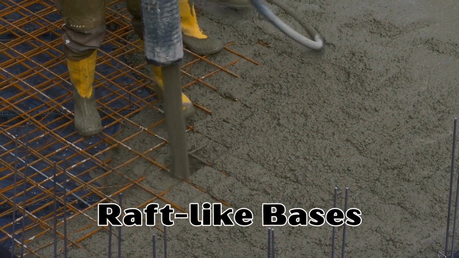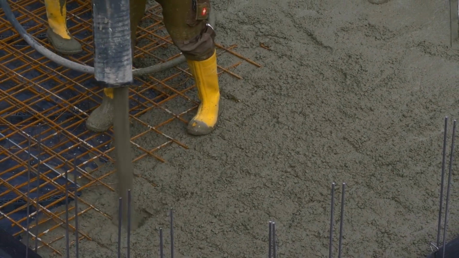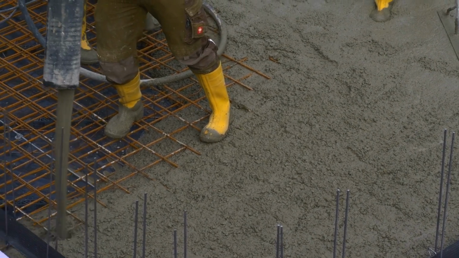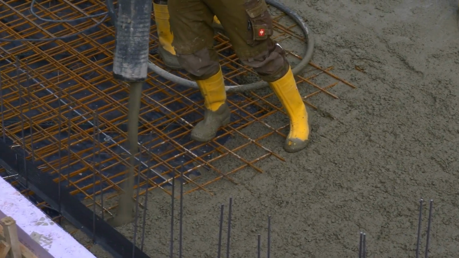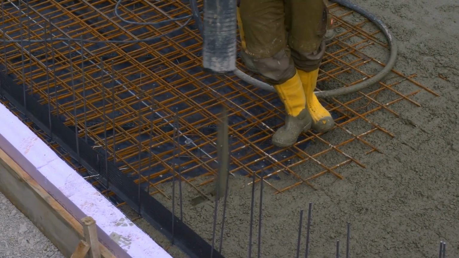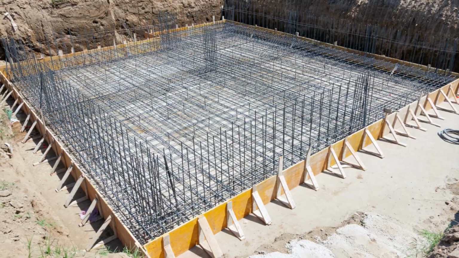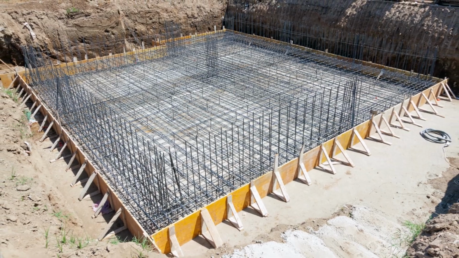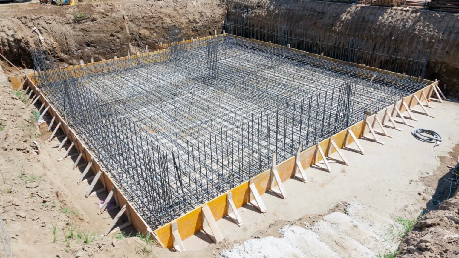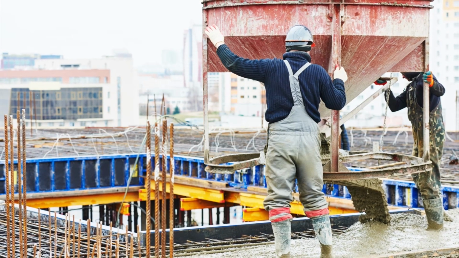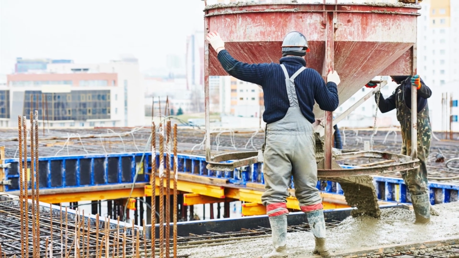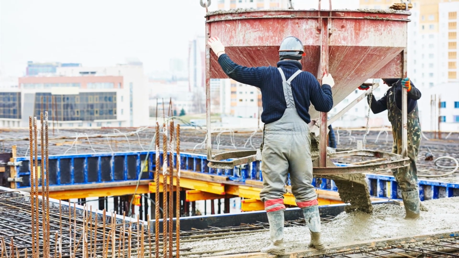7. Raft-like bases. Single concrete slabs called raft foundations can be built immediately beneath the building and are intended to disperse pressure across a larger surface area. Steel edge beams can be used to hold a slab in place, and internal stiffening beams can be inserted to distribute pressure across and into the ground.